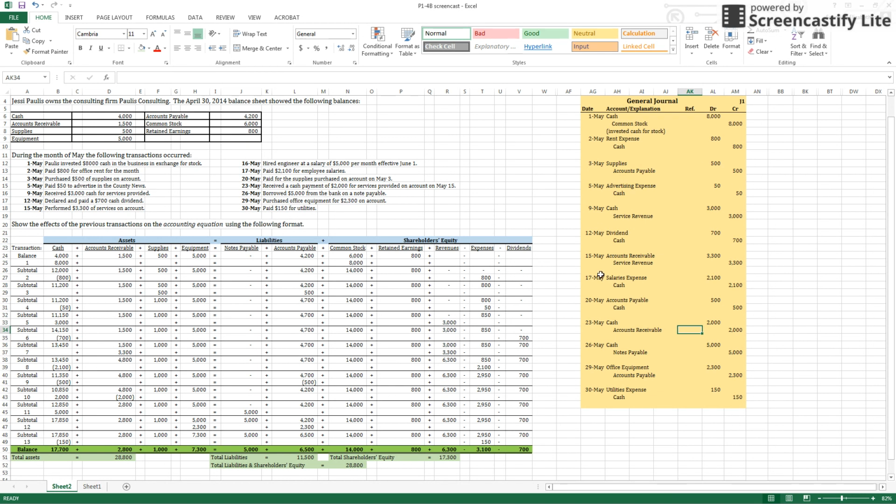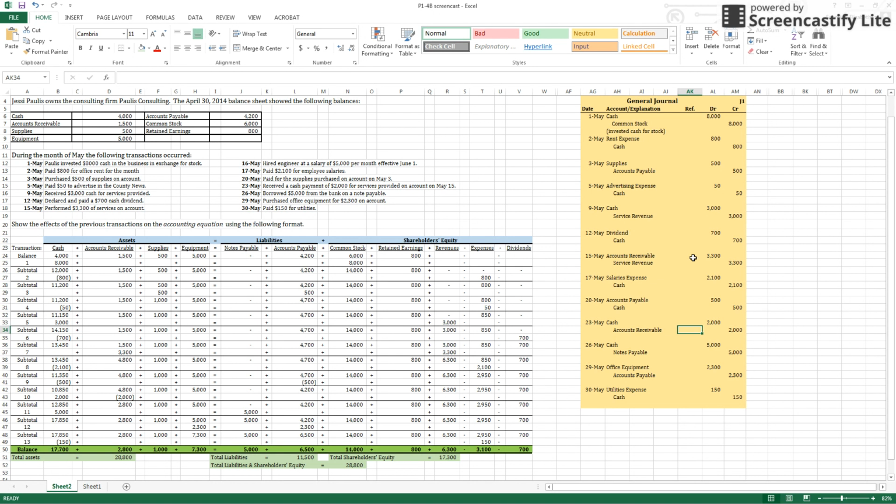The problem with the general journal, though, is we don't have the balances in any particular accounts. We can look over here and say, oh, at the end of the month, cash is $17,700. We can't look at this general journal and see that at all easily. So what we do next is we post all these journal entries to the general ledger.